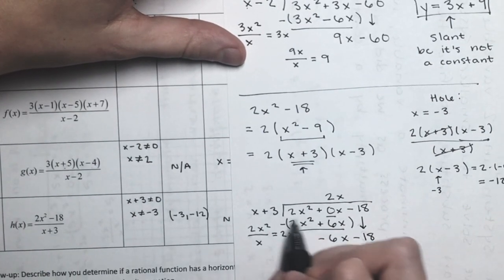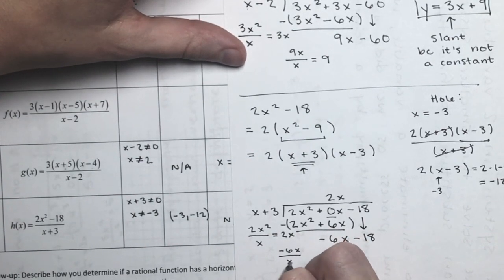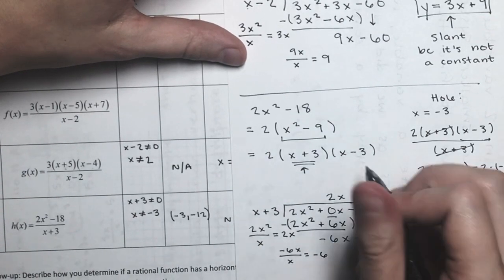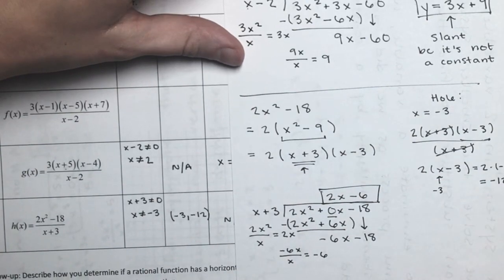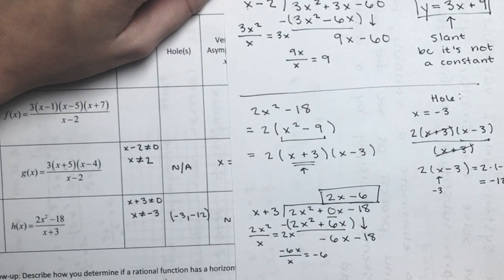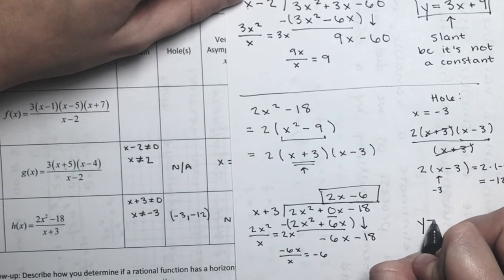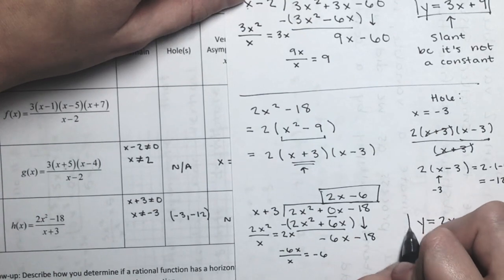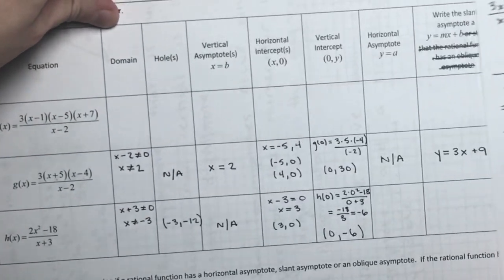We divide first term by first term again. -6x divided by x is -6. We get -6. That's our answer. So we have a slant asymptote at 2x minus 6, not a horizontal asymptote.